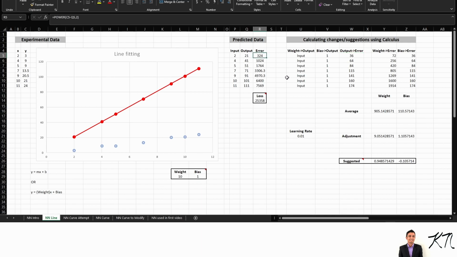So you can look up the power rule. When you have something that's squared, what you do is you bring that 2 exponent to the front and multiply. And that's exactly what we did here, 2 times this. And that's the equation for the change in error as output changes.